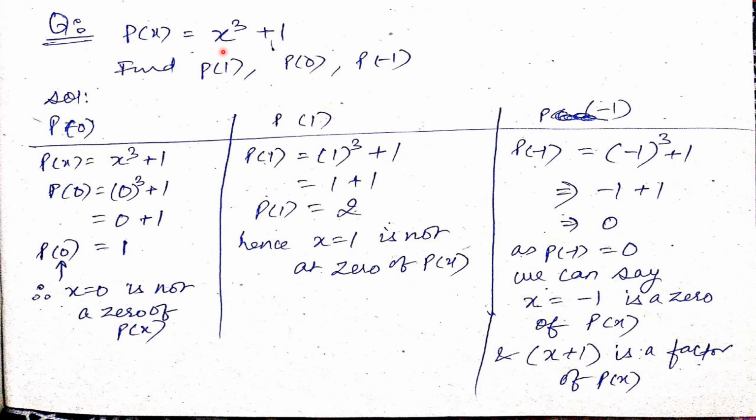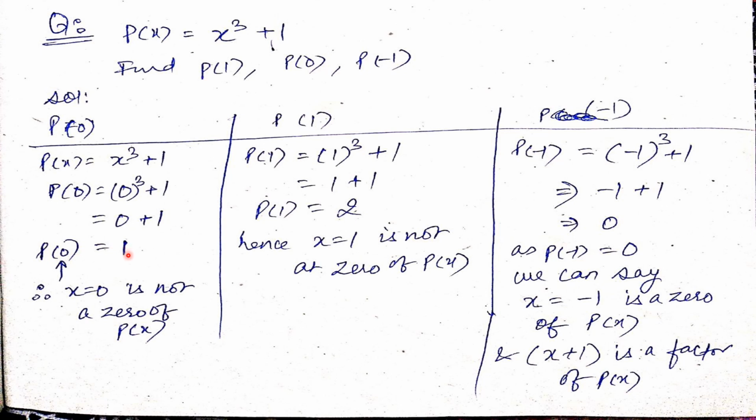Suppose this is the question, P(x) equal to x cube plus 1. Someone says find P(1), P(0) and P(minus 1). First of all, let's find P(0). In P(0), what we have to do? We have to put 0 in place of x. So P(0) equals (0) whole cube plus 1. In the place of x, I have put 0. 0 cube is 0 only, plus 1. So we have got P(0) equal to 1.